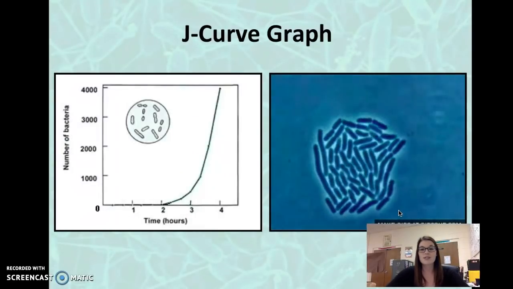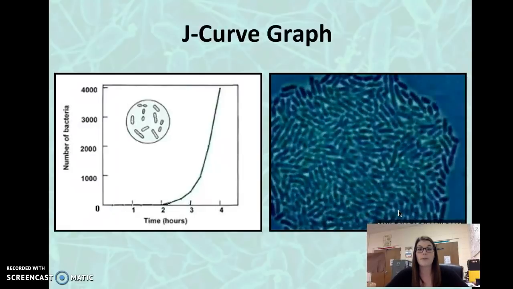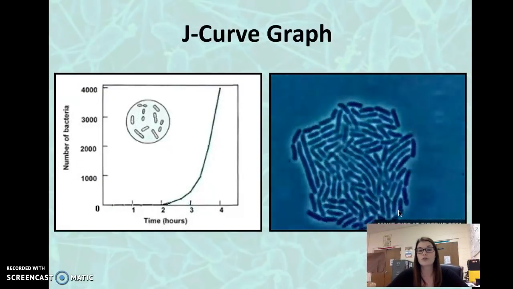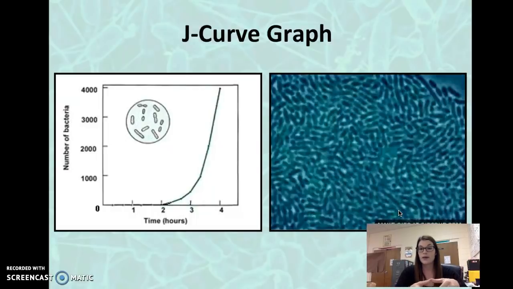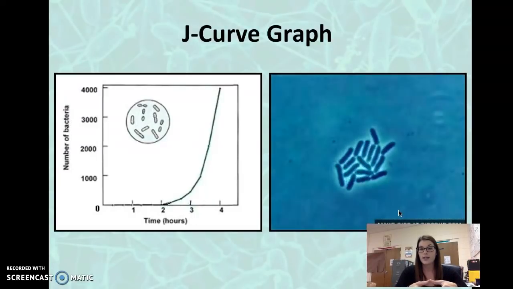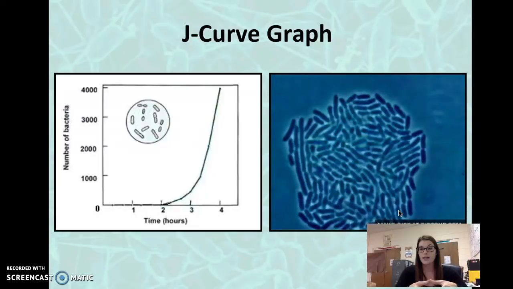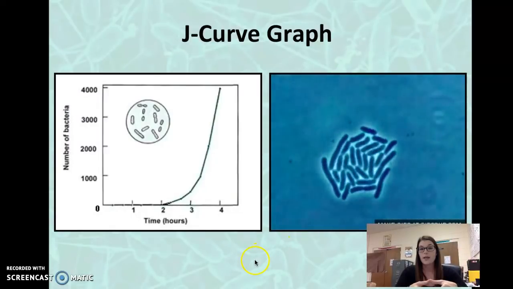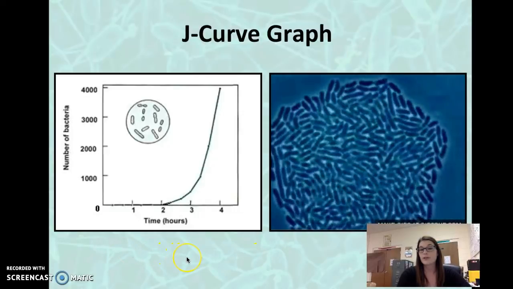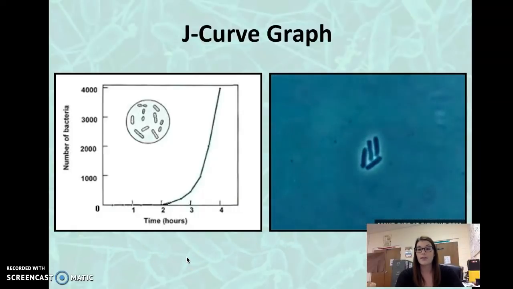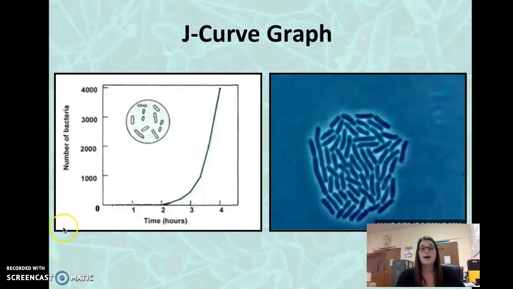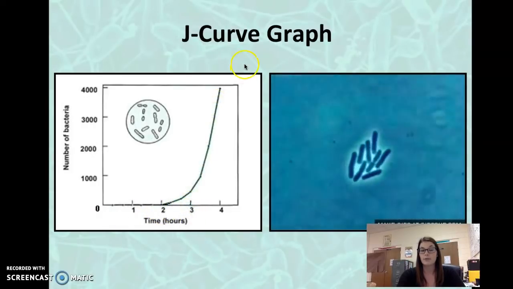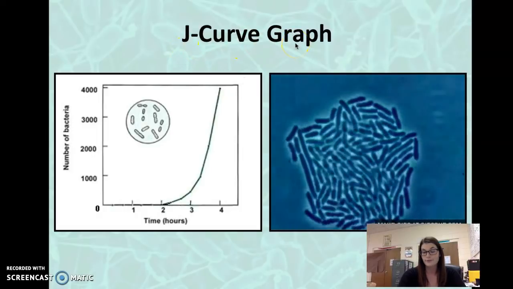Okay, and so something also that we talk about whenever we talk about bacterial reproduction is the J-curve graph. So if I were to take a petri dish with some bacteria and put one little bacteria in there, or just a few little bacteria, and then I timed every certain amount of time and counted how many bacteria I had, if I graphed it, it would look like this. It almost looks like the letter J, which is why we call it a J-curve graph.